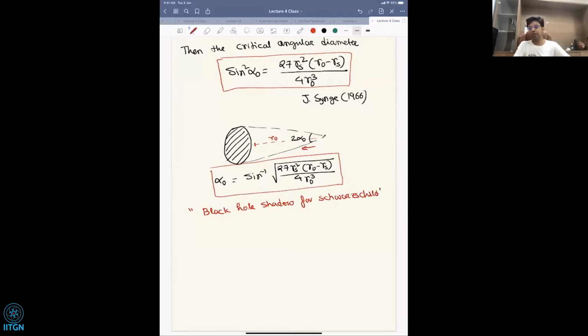I'll stop here and take questions. If there is any doubt on this derivation, please let me know. There is only one question. It says, what do we see in the case of other compact objects?